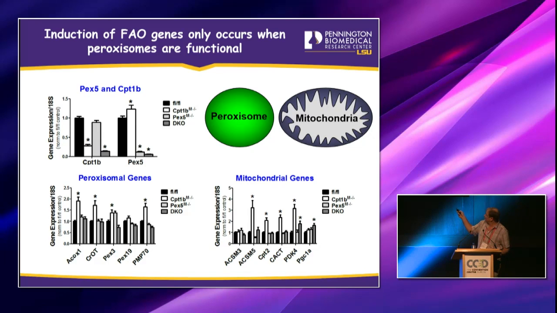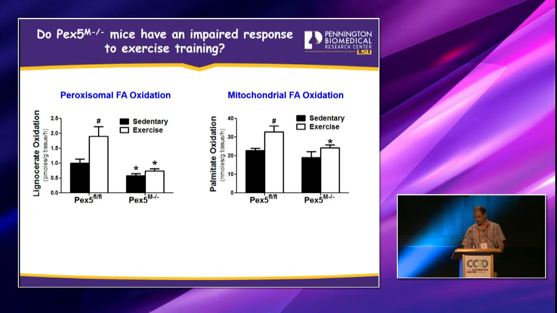However, this upregulation in response to CPT1 deficiency absolutely requires the peroxisome because this upregulation is completely negated in our double knockout mice. So it appears that peroxisomal function is required in order to upregulate this transcriptional response in order to induce fat metabolism. And we got a hint of that when we exercise trained these animals.